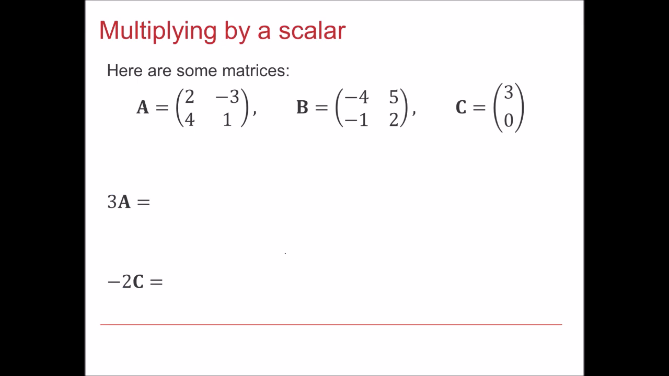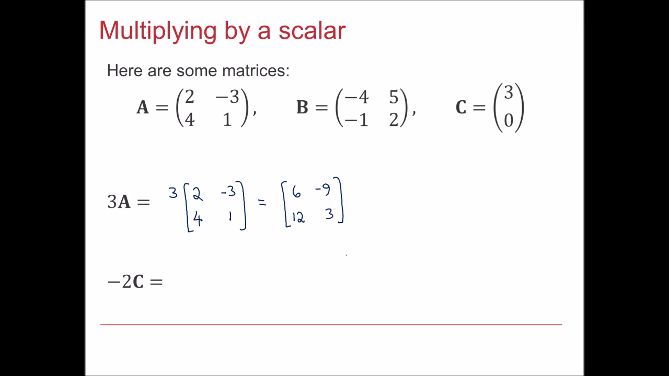We can also multiply matrices by simple numbers, which are called scalars. If I want to do 3 lots of A, I just multiply each element by 3. So that gives me 3 lots of 2 is 6, 3 lots of minus 3 is minus 9, 3 lots of 4 is 12, 3 lots of 1 is 3. It doesn't matter whether you use square brackets or round brackets when you're writing matrices. I choose to use square brackets because I can write them more neatly.